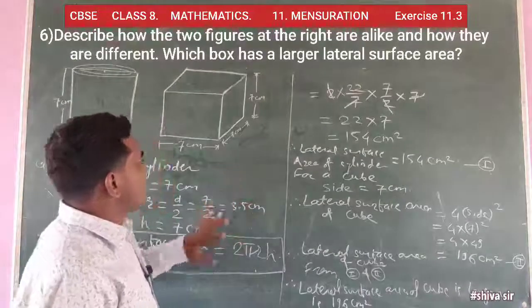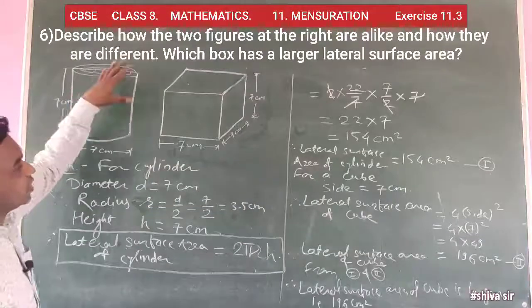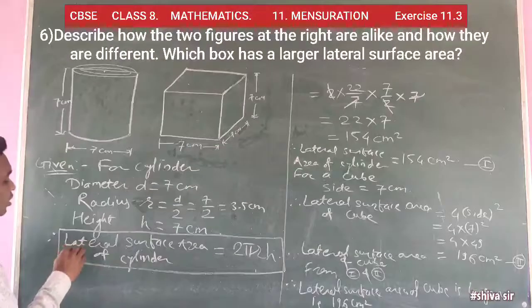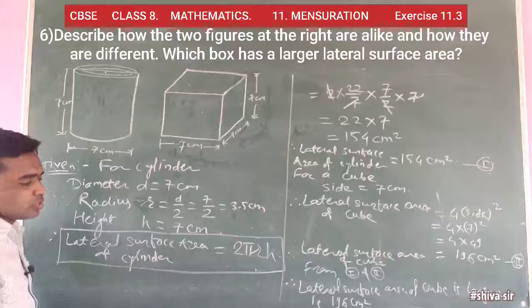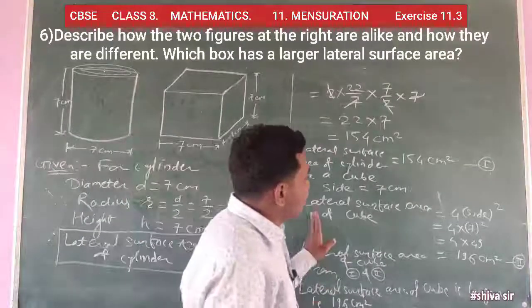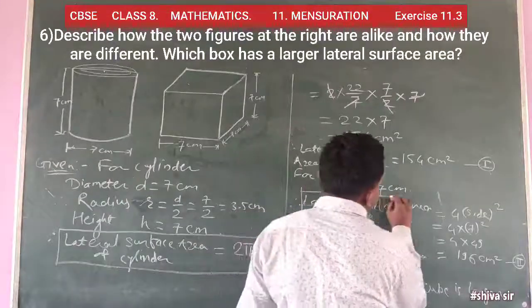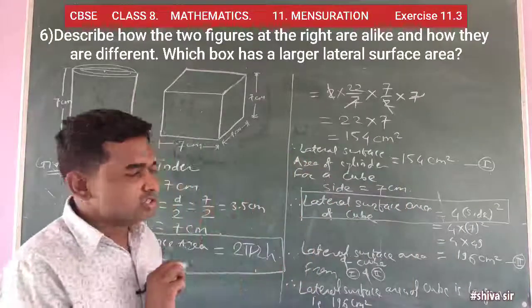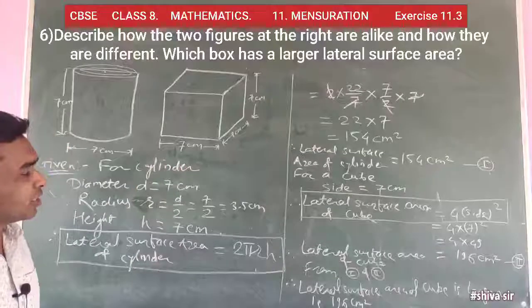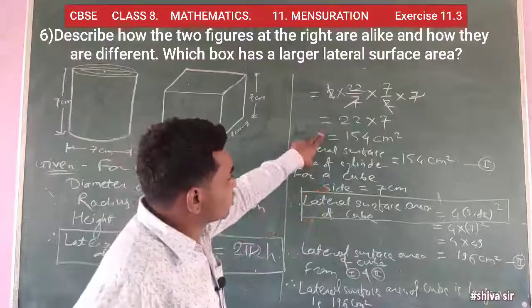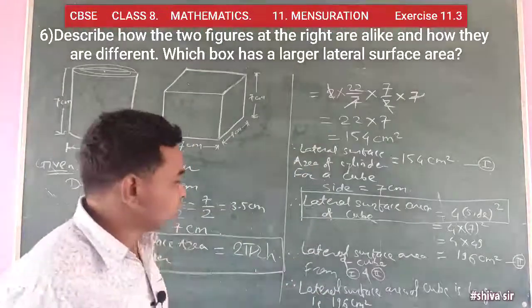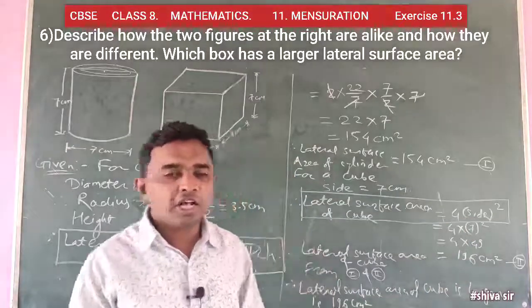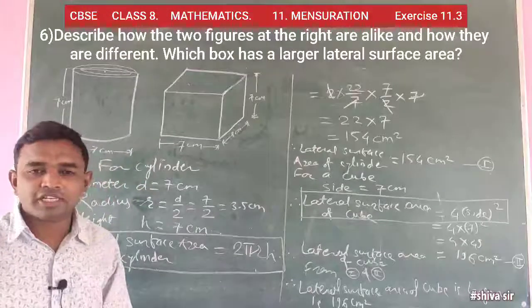Understand? This is the comparison between the lateral surface area of a cylinder and of a cube. Simply memorize this formula. Lateral surface area of a cylinder is 2 pi r h and lateral surface area of a cube is 4 into side square. After putting in the values, in the last we just compare these values and write down our answer. So the answer is the lateral surface area of a cube is larger, and that is 196 centimeter square.